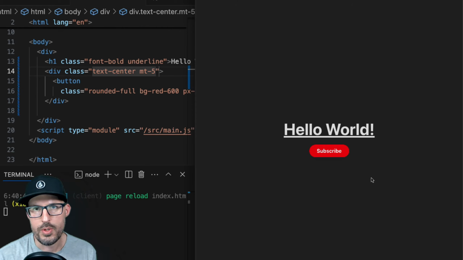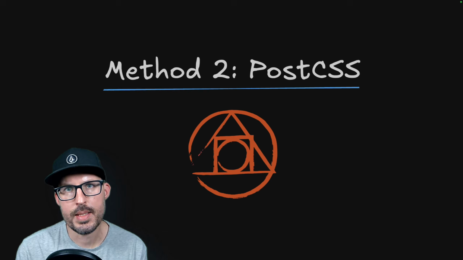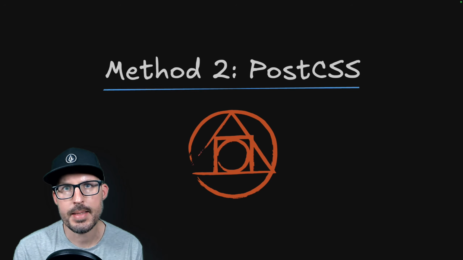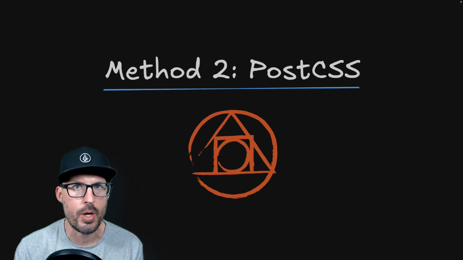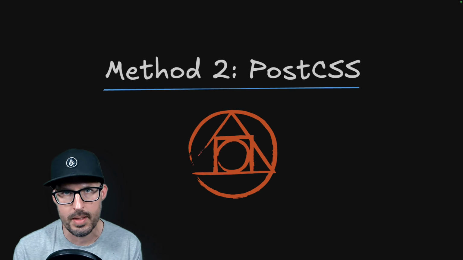So now that we know how to install Tailwind using Vite, let's go ahead and learn how to install it with PostCSS. All right, so the second way to install Tailwind CSS is to use PostCSS. Now PostCSS is a library for transforming and enhancing CSS through the use of JavaScript plugins. Now PostCSS can be used with or without Vite. So if your project already has PostCSS, this is probably the method that you want to use.